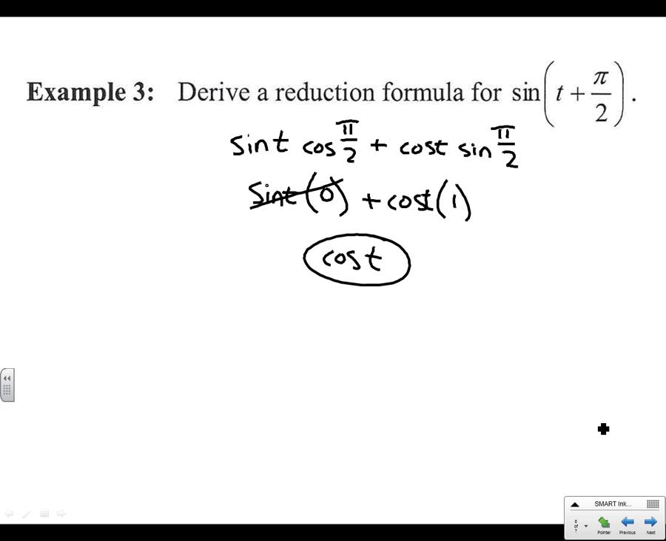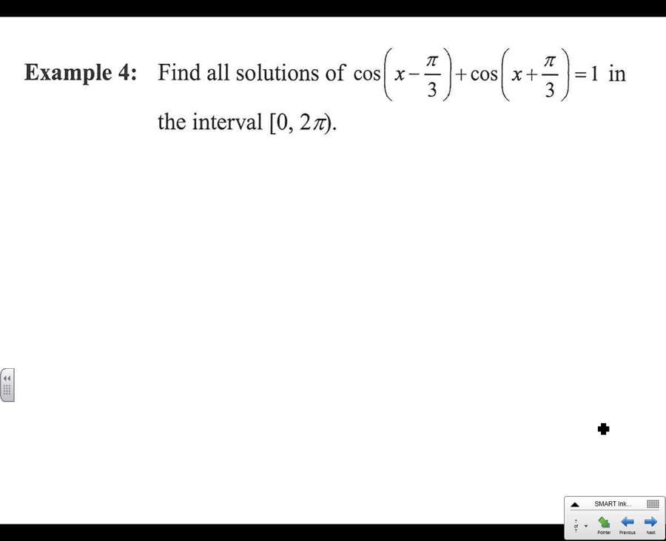All right, so we've simplified down and just end up with cosine t, a much simpler answer than what we started with in our problem. Let's try one more example to wrap things up here. Let's find all the solutions of cosine of x minus pi over 3 plus cosine of x plus pi over 3 equals 1.